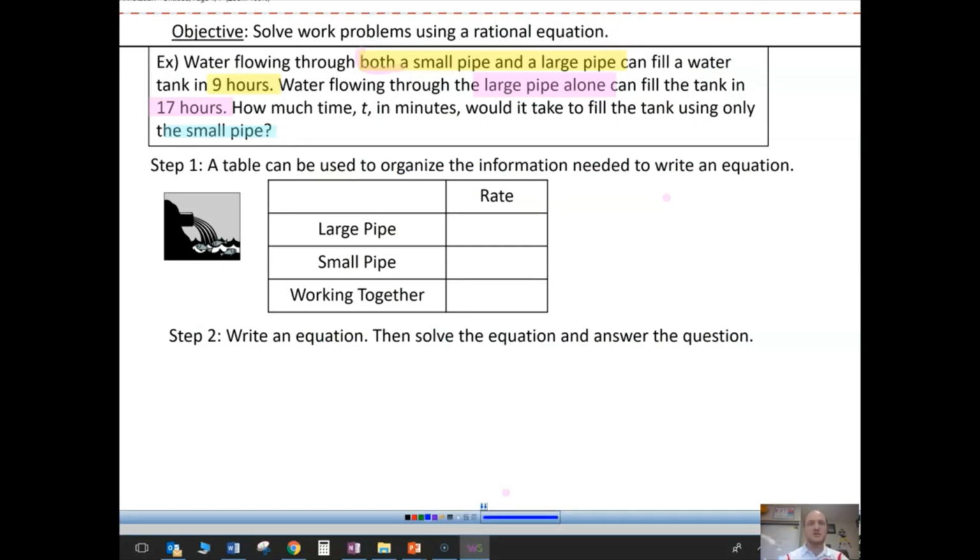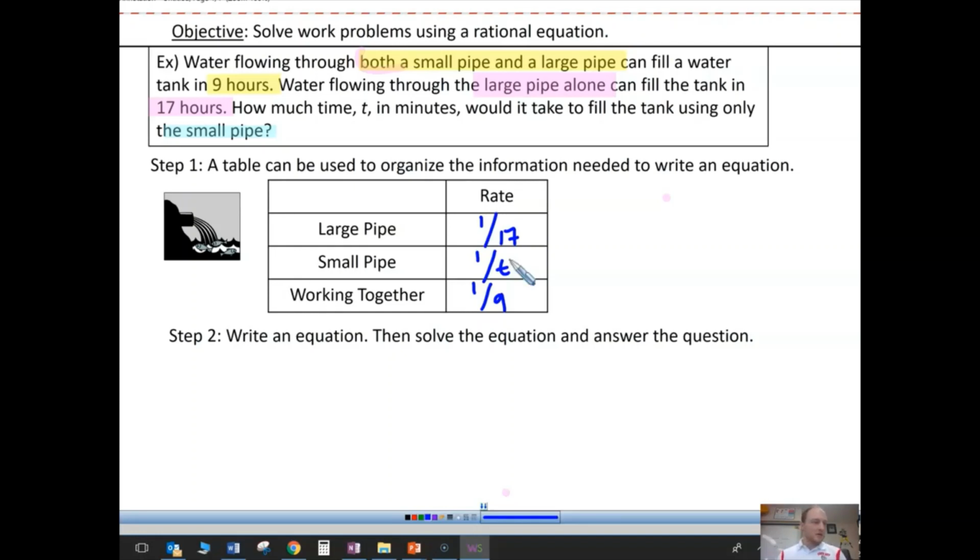The first information they give us is both the small pipe and the large pipe. Working together, they can do it in 9 hours, so that is 1/9. If the large pipe is working alone, it takes 17 hours. Now, what's the rate for the small pipe? We don't know how much time it takes, so that's 1/t. Those are the rates for each of those individual pieces.